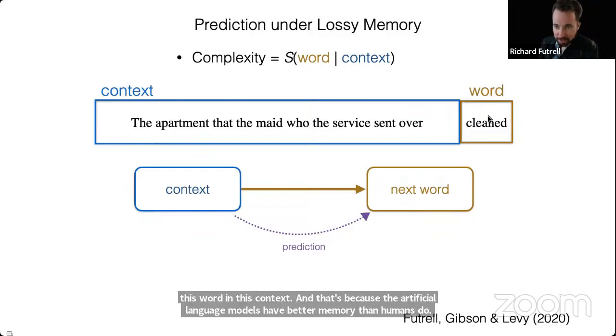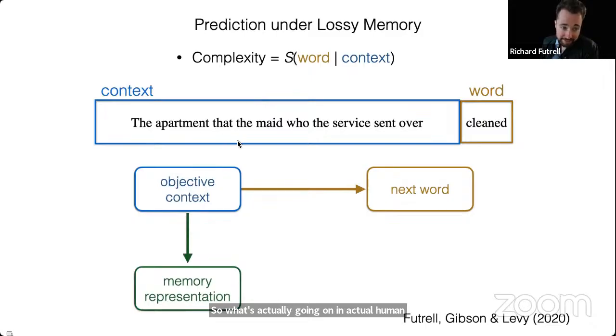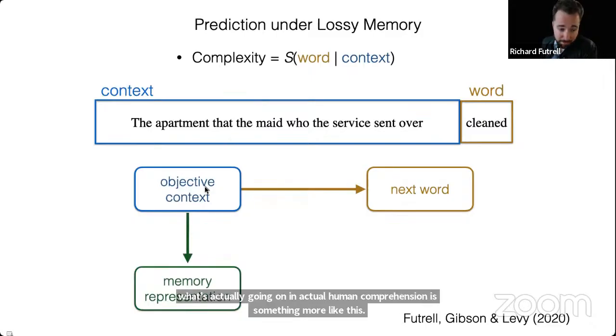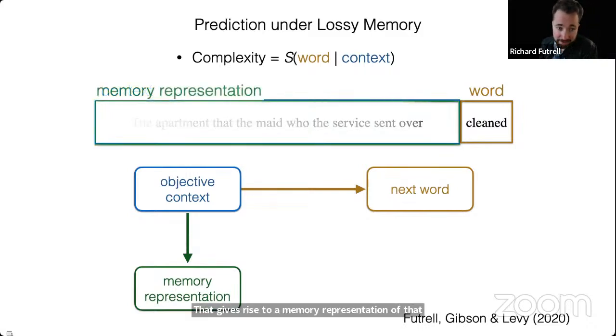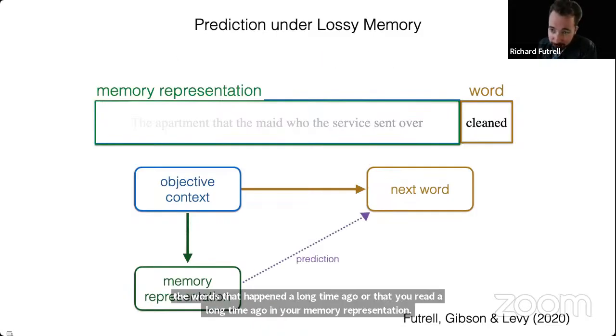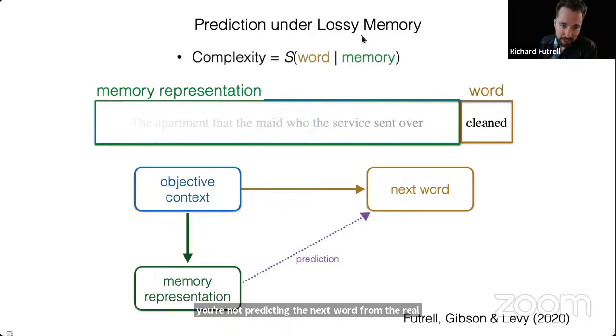So what's actually going on in actual human comprehension is something more like this. There is a real context, the things that you actually heard or read. That gives rise to a memory representation of that context. So in this case, maybe you don't remember the words that you read a long time ago in your memory representation. And then you're predicting the next word from the memory. You're not predicting the next word from the real context, you're predicting it from the memory. So now we're going to say the complexity for a word in context is the surprisal, how unpredictable a word is, given your memory for the context.